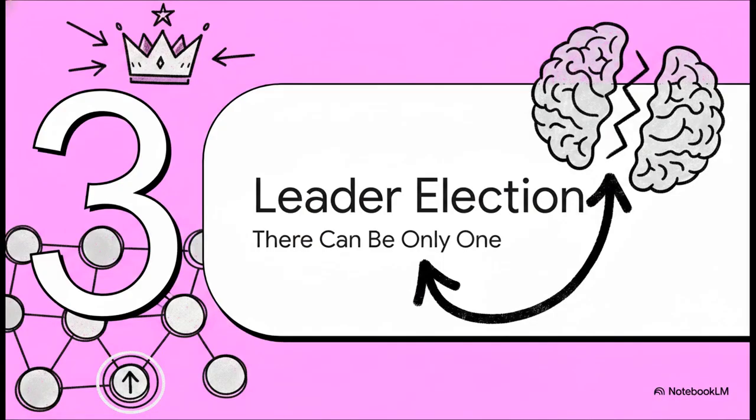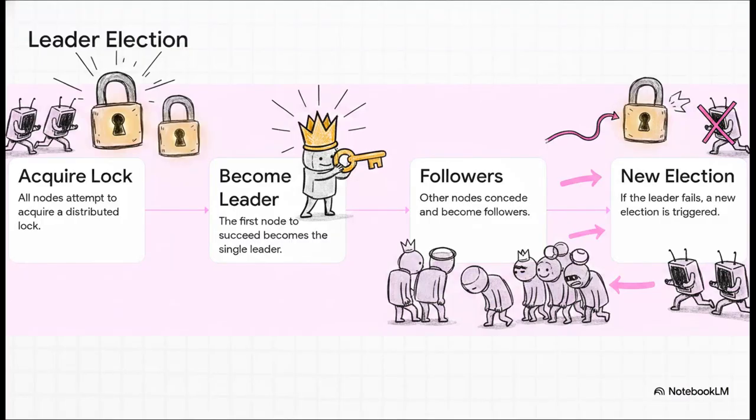Moving on to point 3, electing a single leader, because there can literally be only one. Think of a leader election like a race, where the winner gets the crown. Step 1, all the nodes race to acquire a distributed lock inside that coordination service. Step 2, the very first node to succeed grabs the lock and becomes the single leader. Step 3, everyone else sees the lock is taken, concedes, and becomes a follower. And step 4, if that leader crashes, or say its network cable gets unplugged, the service releases the lock, and a brand new election is instantly triggered.